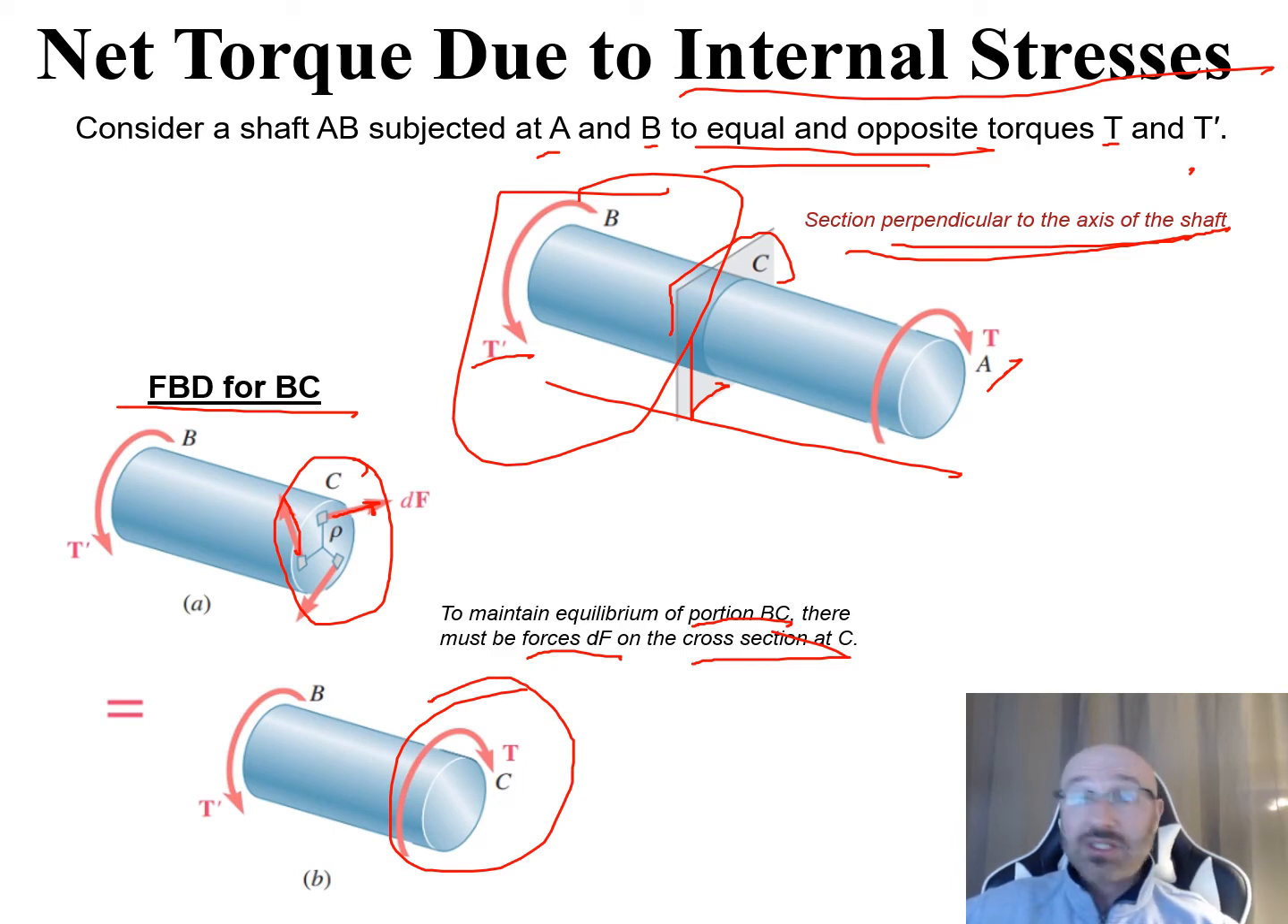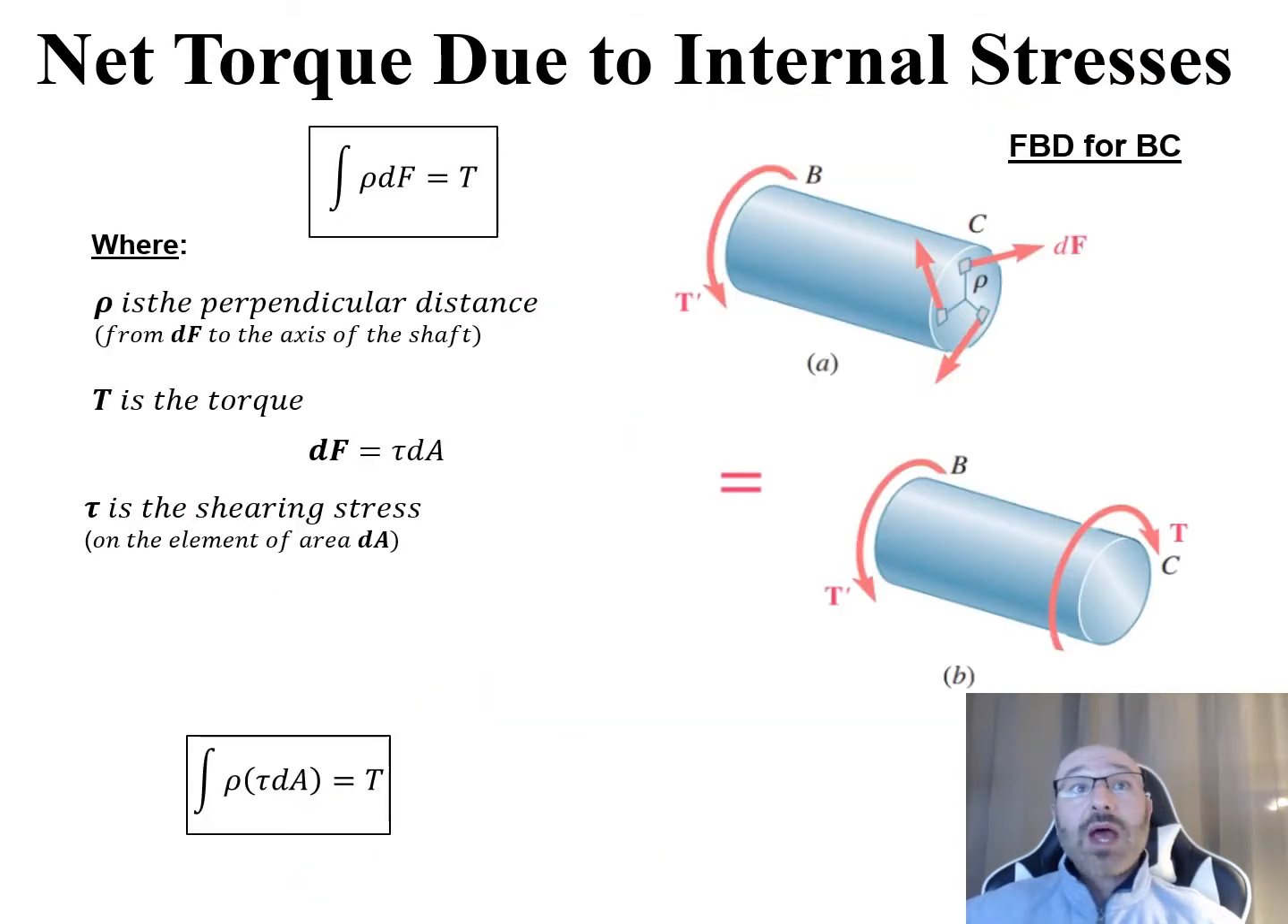And then on our simplified free body diagram, we can say, okay, this is now our free body diagram. If we take the section at C of the shaft AB, now we're just looking at BC. So how do we do that? We go back to that equation we discussed from our textbook, with the integral of rho dF equal to T, where this rho is the perpendicular distance from dF to the axis of the shaft.